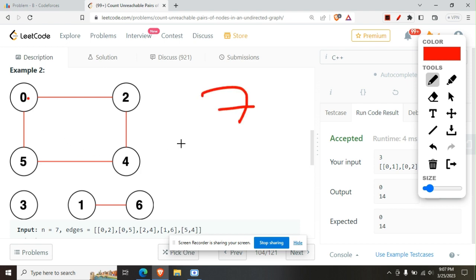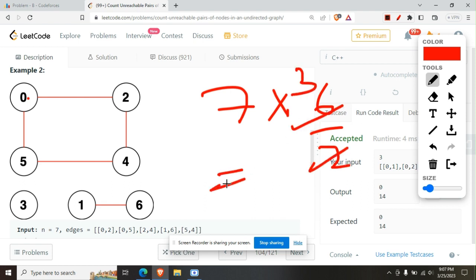Now let's take this example on the right here. How many nodes do we have here? If you see, we have 0 1 2 3 4 5 6, that is, in total we have 7 nodes, numbered from 0 to 6. Now for these 7 nodes, just forget about whether they are connected or not connected.